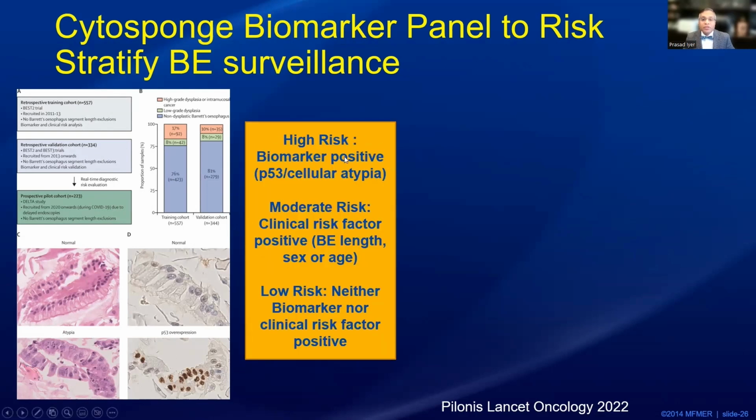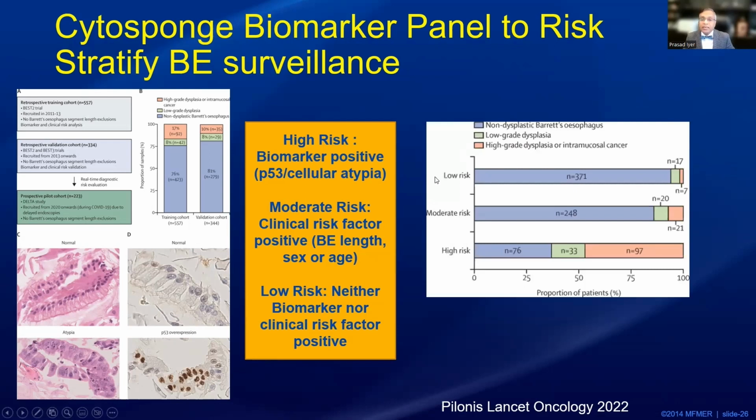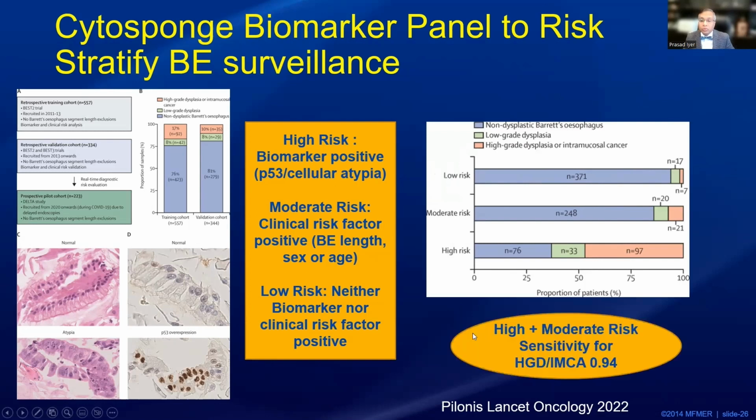They divided patients into a high-risk pool, which was biomarker positive, a moderate risk pool, which only included clinical risk factors like long segment Barrett's, male sex, or age over 60, or a low risk group wherein neither biomarkers nor clinical risk factors were present. In the training and validation sets, they found that low risk patients had mostly non-dysplastic Barrett's, and high risk patients had a high proportion of high-grade dysplasia or intramucosal cancer, with a sensitivity of almost 0.94.